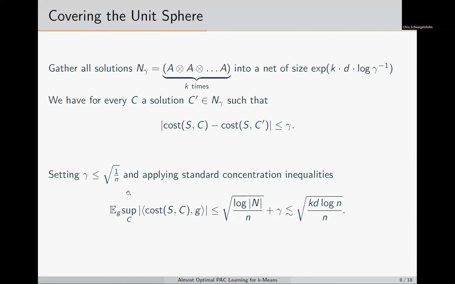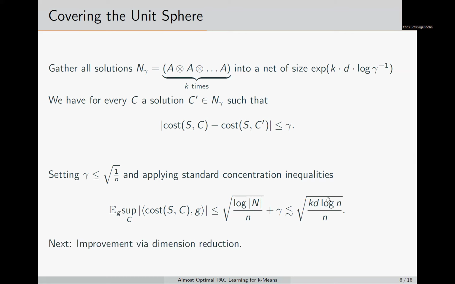And if you now set gamma to be of the order square root of 1 over n, you get this overall loss, which is almost the result that we've seen earlier, except for this log n factor over here. So I'm not going to be too concerned with this additional log n factor. What we're going to study first and foremost is how to get rid of the dependency on D.